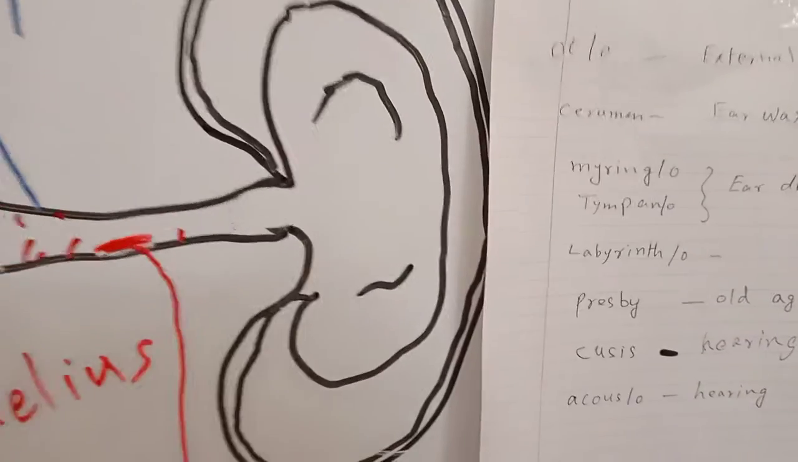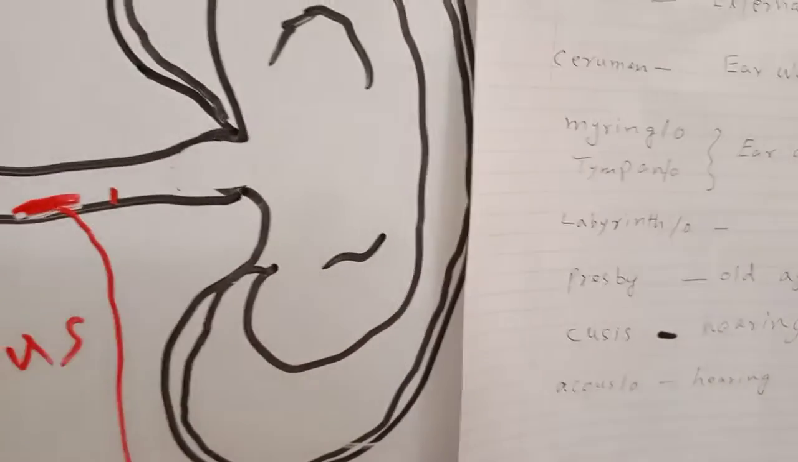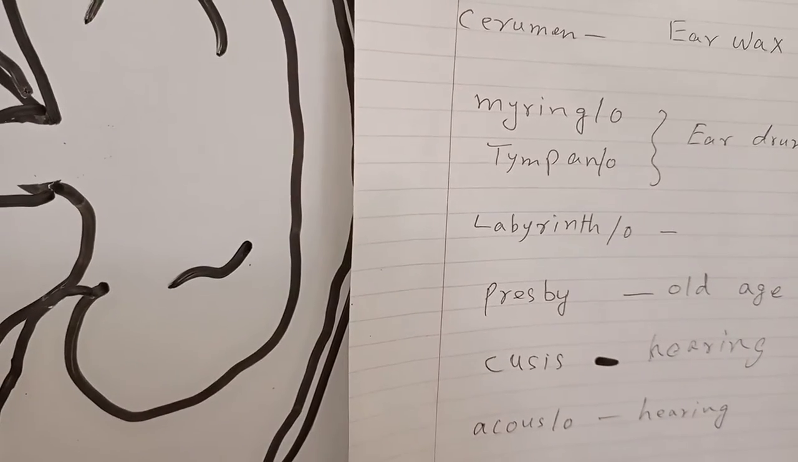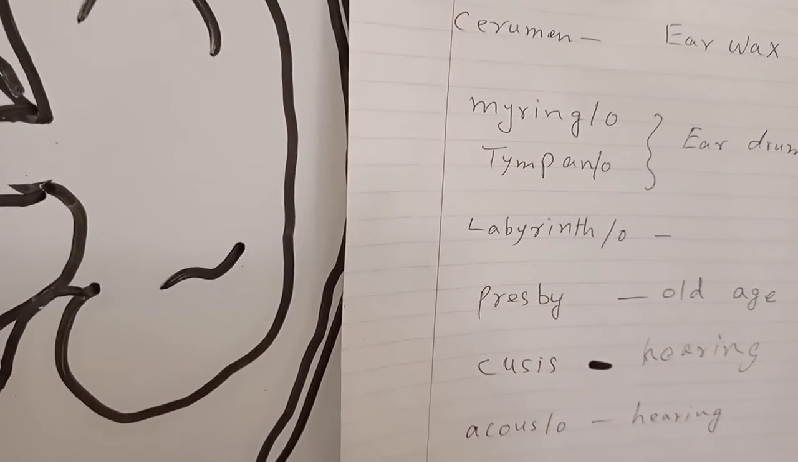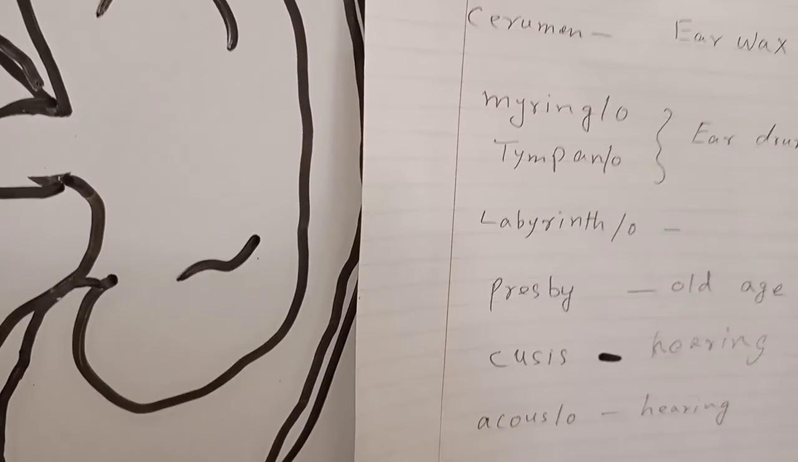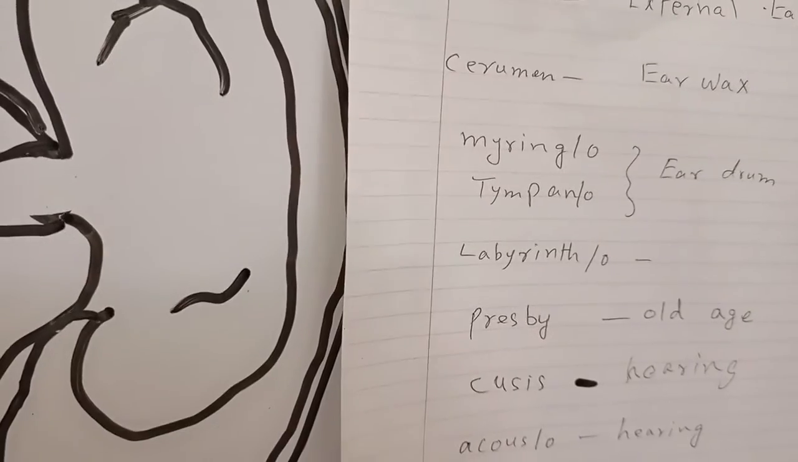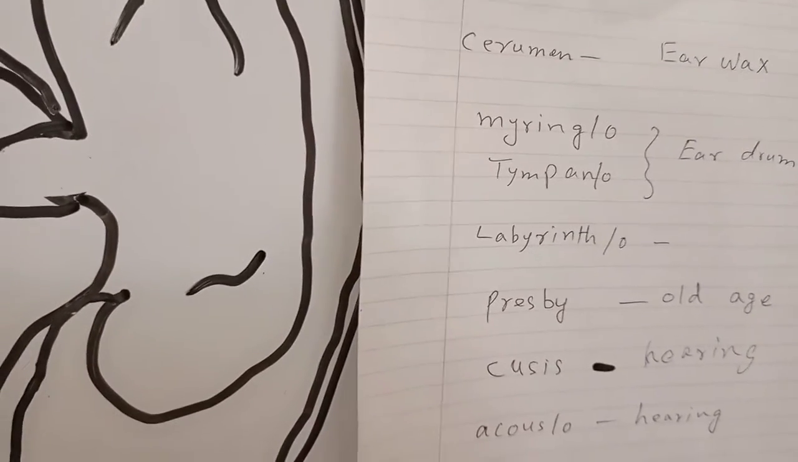Then the next words are tympan or myringo. These are two word roots for eardrum. It can rupture, tympanorrhexis. We have to stitch it, tympanorrhaphy. We have to repair it, tympanoplasty.